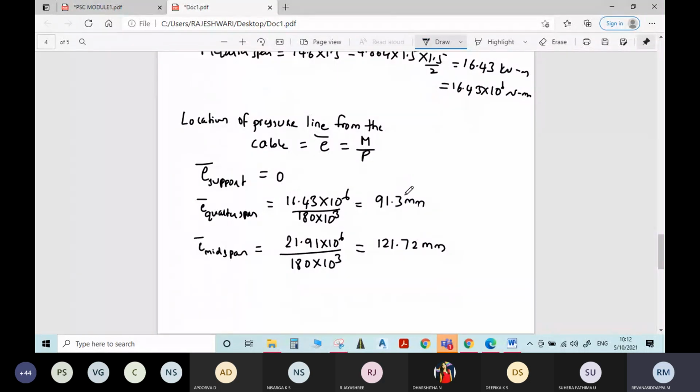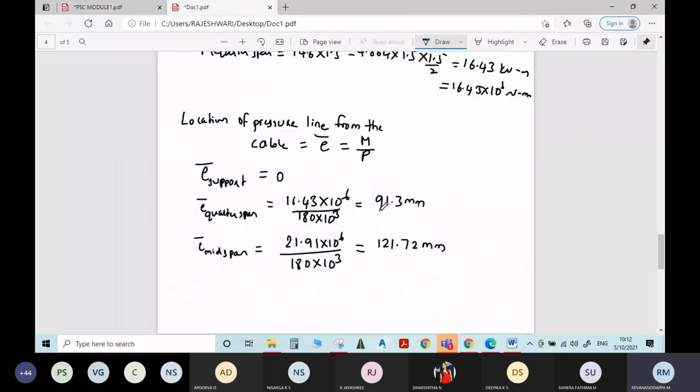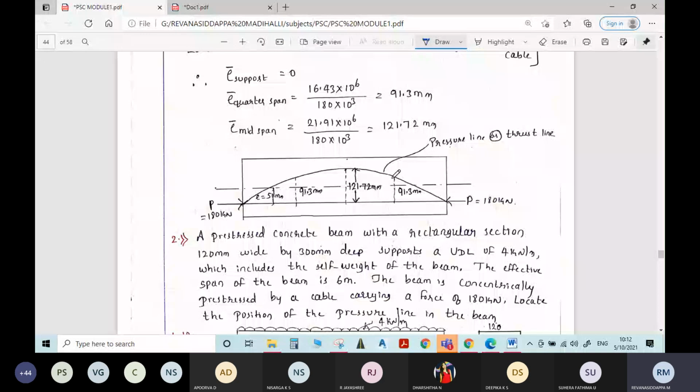At quarter span from the cable, distance of pressure line is how much? 91.3 mm. At quarter span, I have marked a distance of 91.3 mm. Similarly, at center of the span, it is at a distance of 121.72 from the cable. In the same way, you will get points on the other side of the beam. Finally, you join together, you will get a pressure line or thrust line. Write this diagram quickly, and note the next problem also.